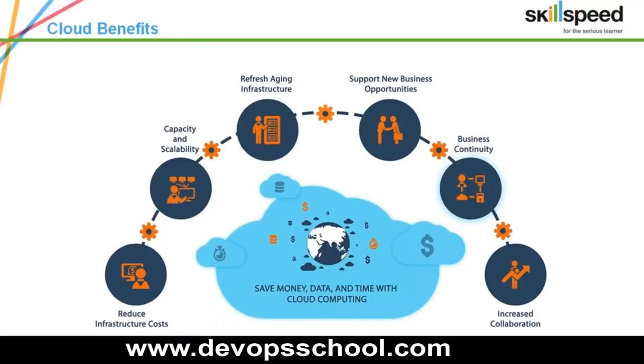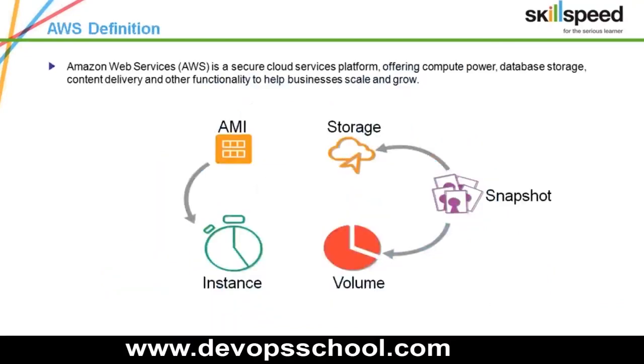So ultimately, it will help you save money, data, and time with cloud computing, and most important, integration between each of the things. There are many benefits here. So now we have discussed the cloud environments, some of the model characteristics, advantages, and things like that. So what is AWS?